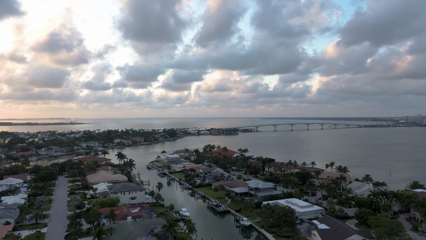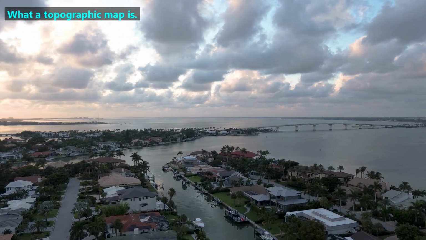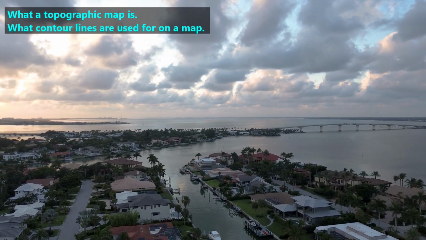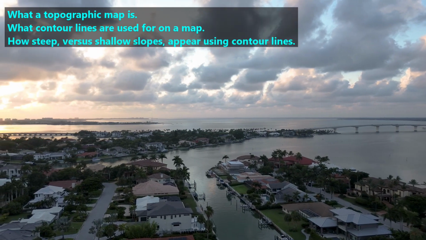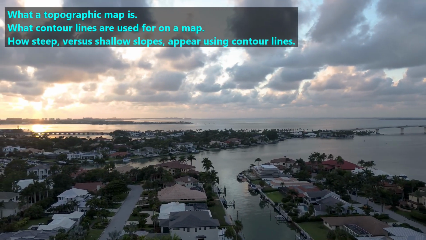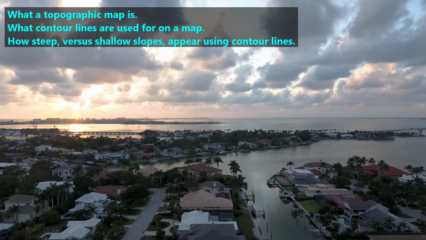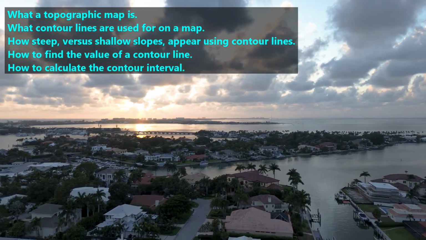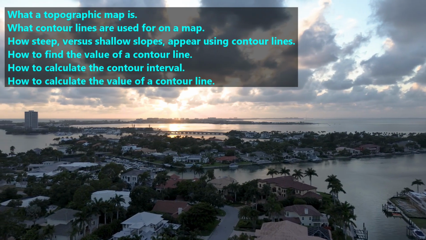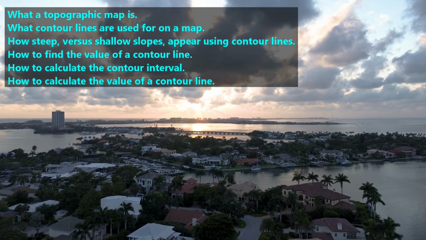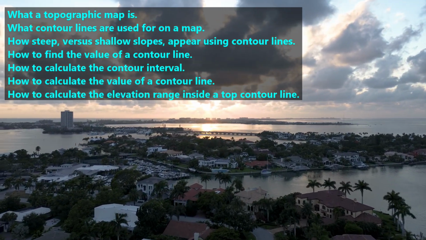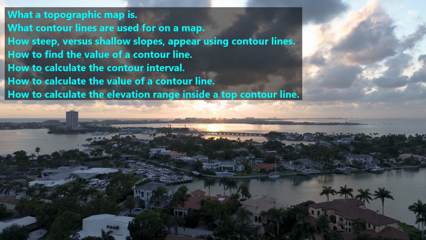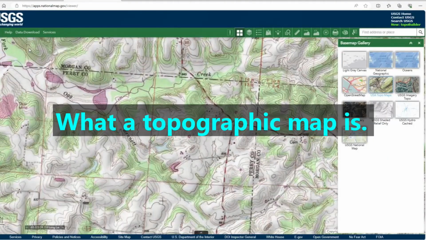To answer that question, we'll learn about what a topographic map is, what contour lines are used for on a map, how steep versus shallow slopes appear using contour lines, how to find the value of a contour line, how to calculate the contour interval, how to calculate the value of a contour line, and how to calculate the elevation range inside a top contour line. We'll start by introducing what a topographic map is.